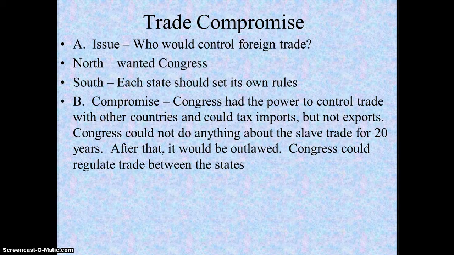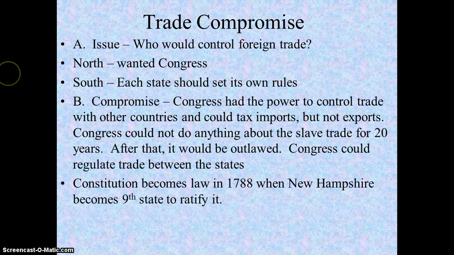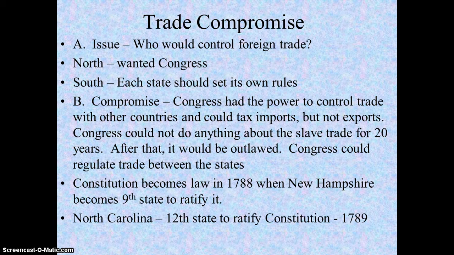Congress could not do anything about the slave trade for 20 years. After that, it would be outlawed. Congress could regulate trade between the states. The Constitution becomes law in 1788 when New Hampshire becomes the 9th state to ratify it. North Carolina will be the 12th state to ratify the Constitution in 1789.